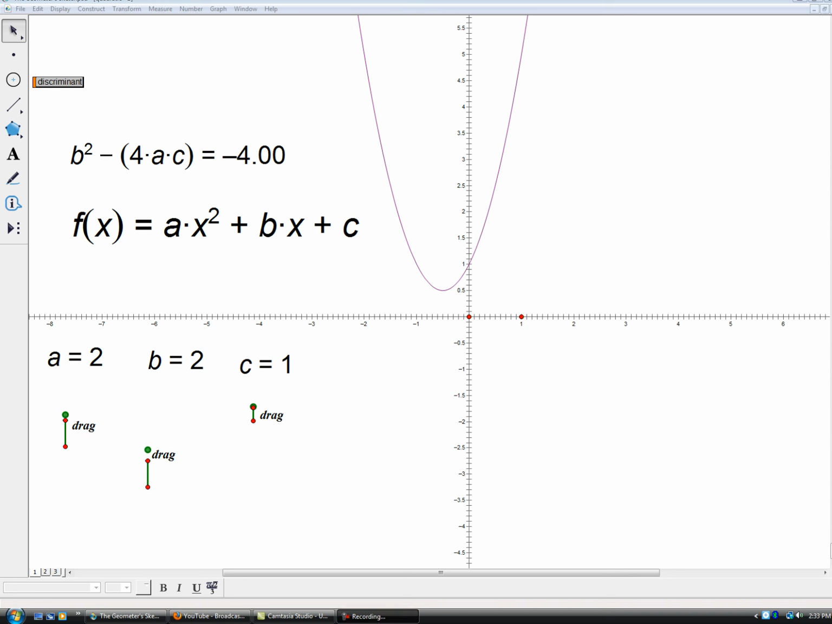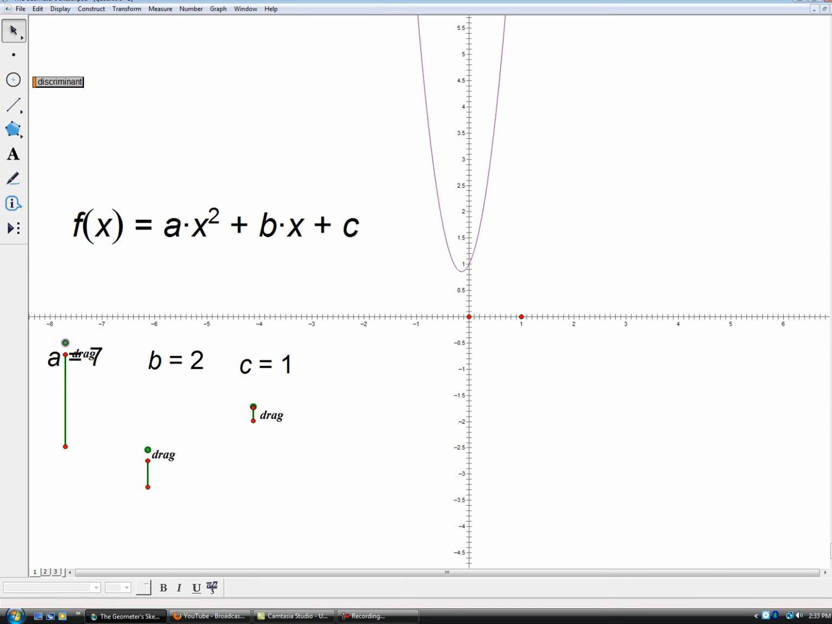This is an Algebra 1 video about quadratics. What we're going to do is look at the graph of the parabola and how it relates to the discriminant. So let's hide the discriminant for a minute and let me explain the sliders that I have here.